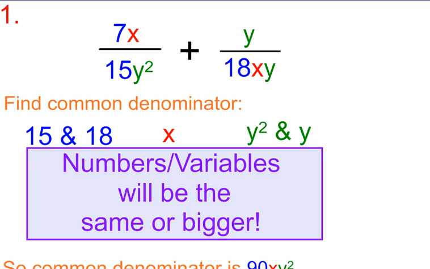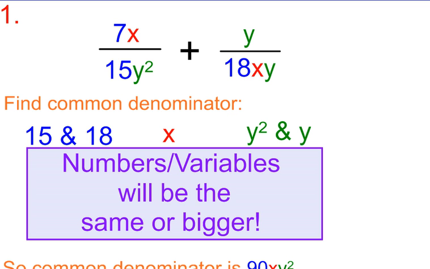Notice that our problem has all monomials in our numerators and denominators, meaning that nothing is being added or subtracted within the fraction. So like that first numerator of 7x, it doesn't say 7 plus x, it just is a 7x. So to find the common denominator for that, we use what we've always done in the past. So we're going to first try and find the common denominator between the numbers 15 and 18.